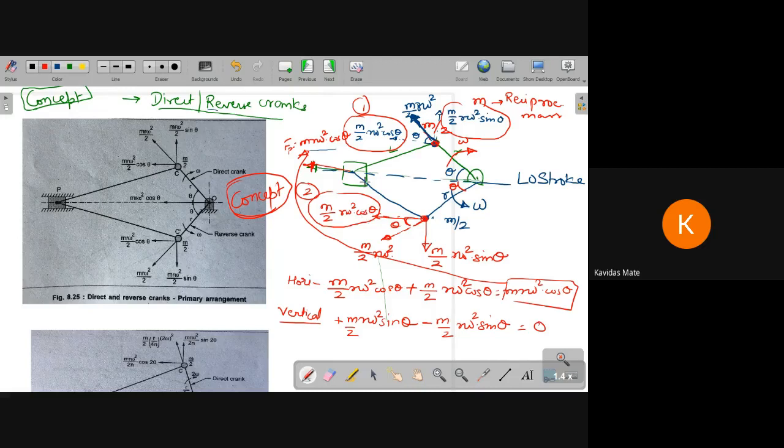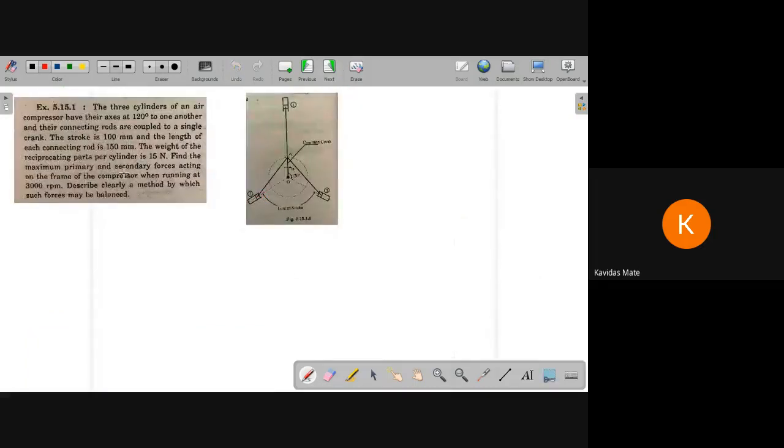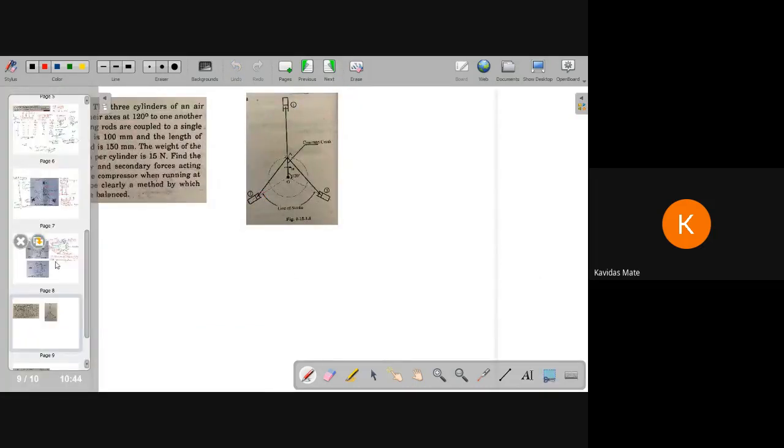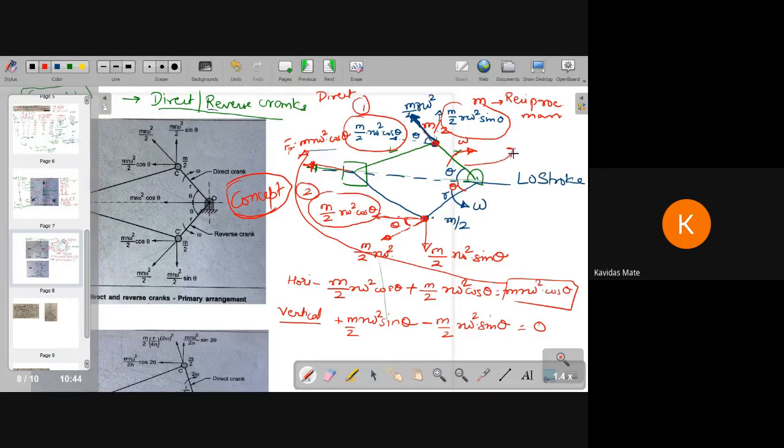Now, when we look at this, we see there are two engines, so we need to name them. The main engine, the configuration of the engine that we see from the diagram at a particular instant, we call the direct crank. This is the main engine we had taken, so we call it the direct crank. And the mirror image of this one is called the reverse crank. So basically, direct crank and reverse crank.